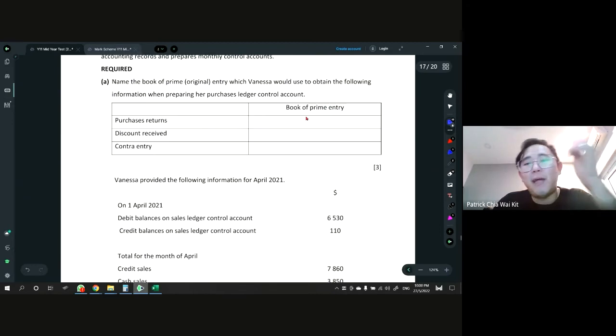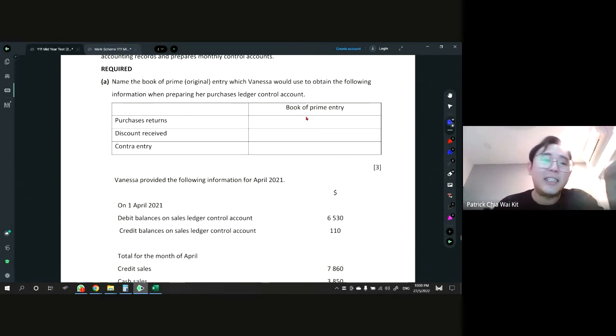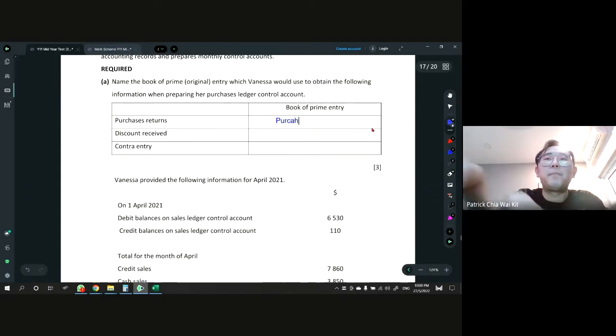So books of prime entry, we have SJ, PJ, SRJ, PRJ, CB, PCB, and also general journal, GJ, right? SJ is sales journal, PJ is purchase journal, SRJ is sales return journal, then purchase return journal, cash book, petty cash book, and general journal. So where can we find purchase return? It's going to be in the purchases return journal. Yep, you need the word journal.